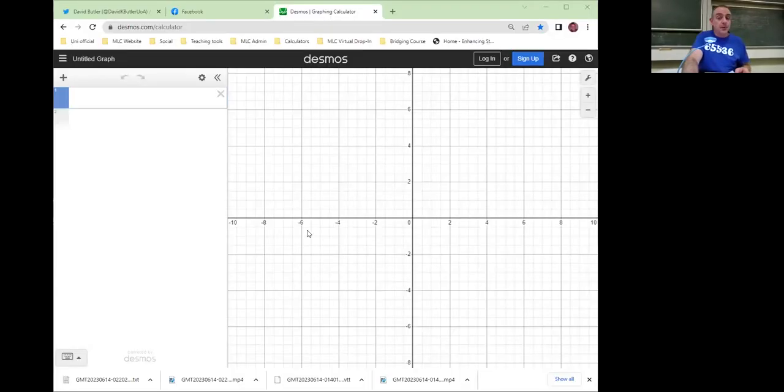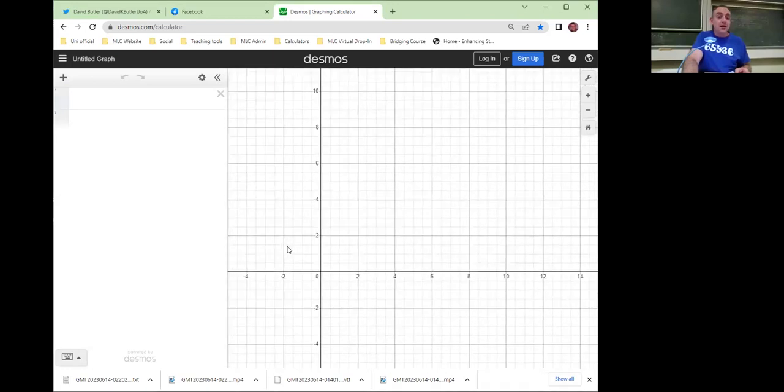This is the Desmos graphing calculator, and it doesn't think in x's, x1s and x2s, it thinks in x's and y's. So I could say, for example, that u is x to the power of a half, y to the power of a half, like that. Oh, there's something weird going on there.